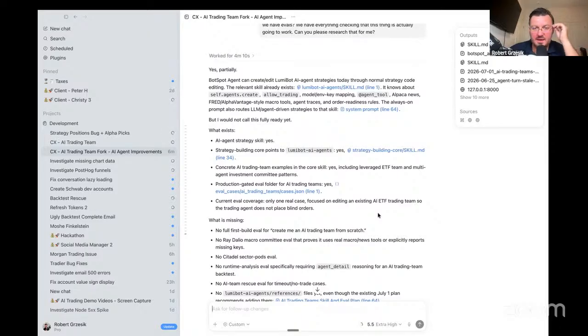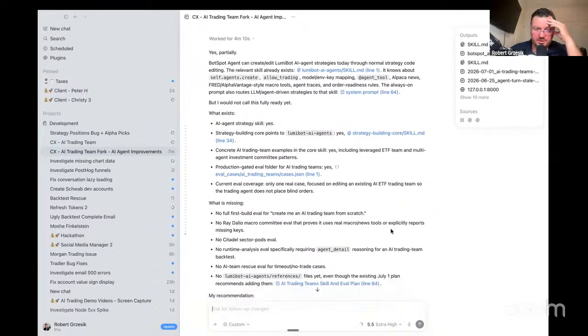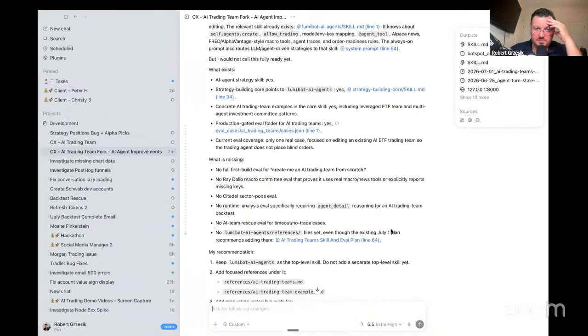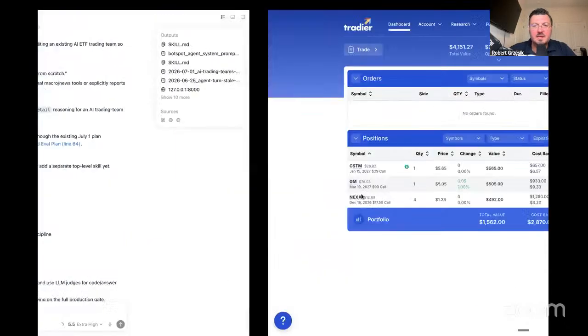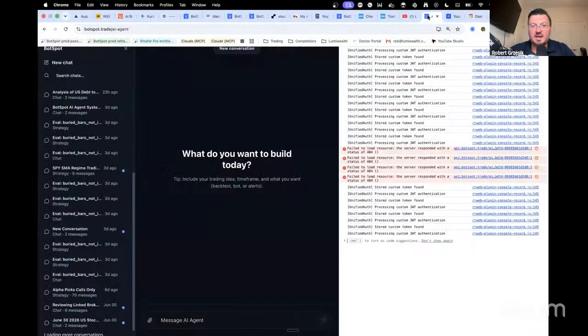So it looks like we have it, but we probably don't have a bunch of evals around it yet. Oh, it does actually have AI training teams evals. Wow, we actually already have a lot of this working. We have more done than I expected. Okay, so why don't we test this out? Let's actually try this in BotSpot.